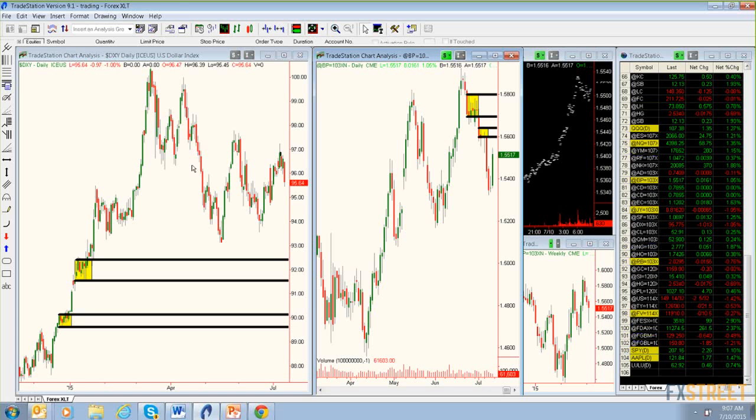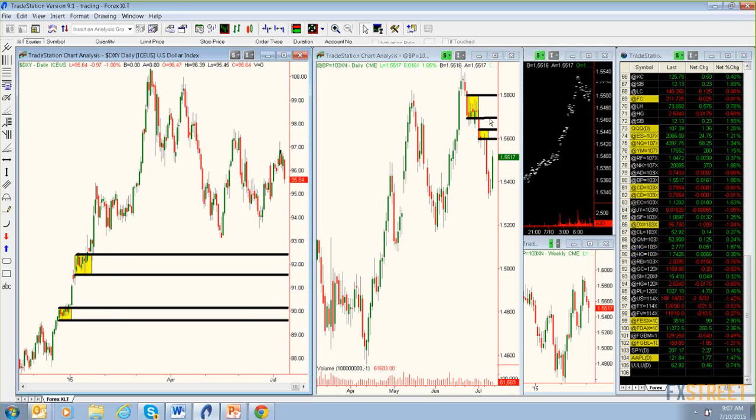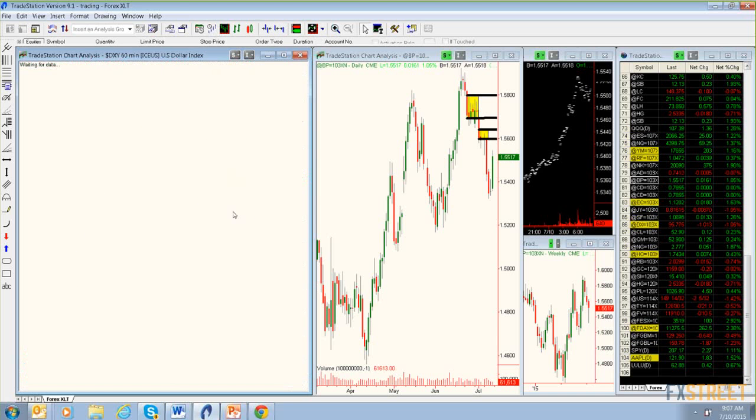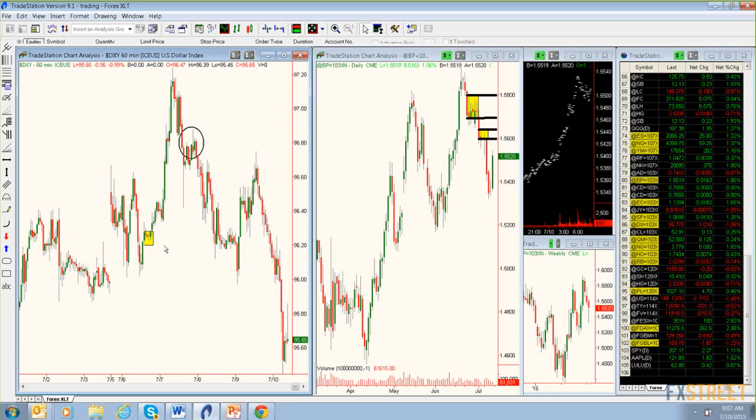And I would say, let's look at this too. So let's say that the pound reaches one of these supply zones, but the dollar's not at demand, because that's probably what's going to happen here, right? Let's go down to a smaller time frame.